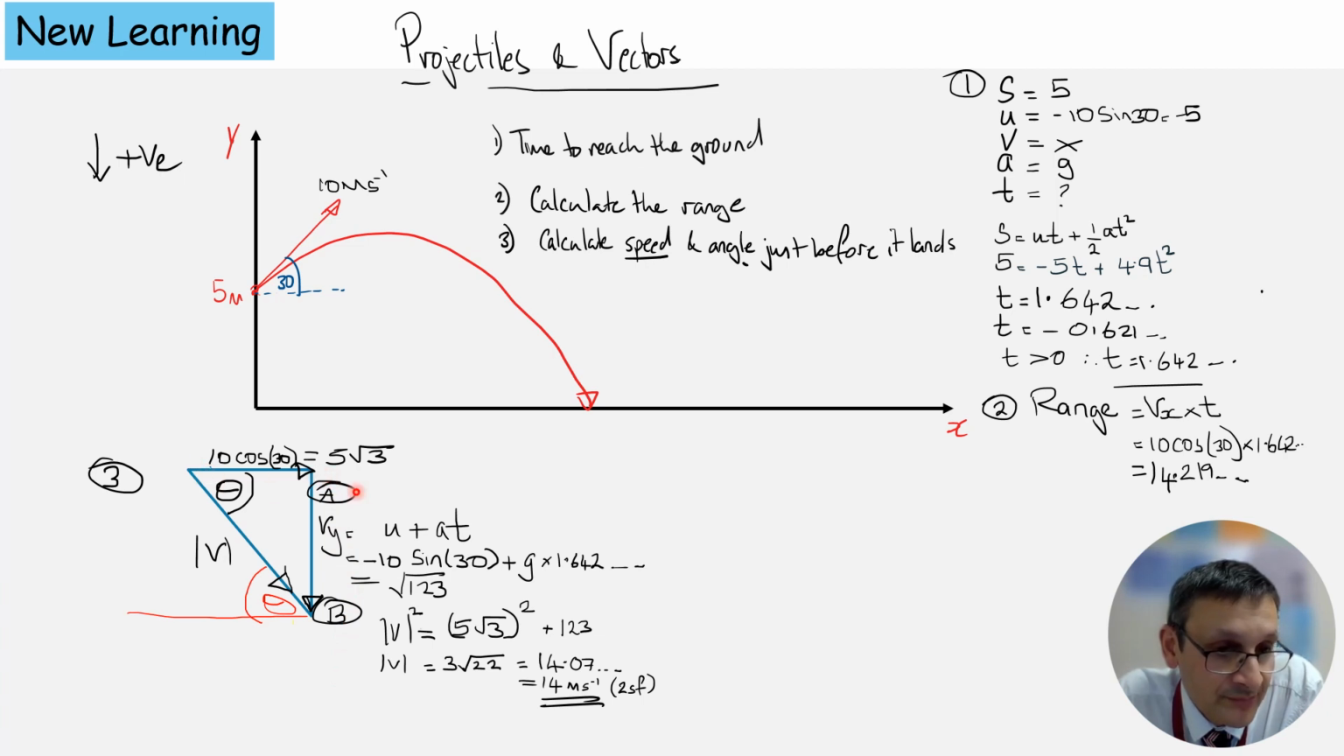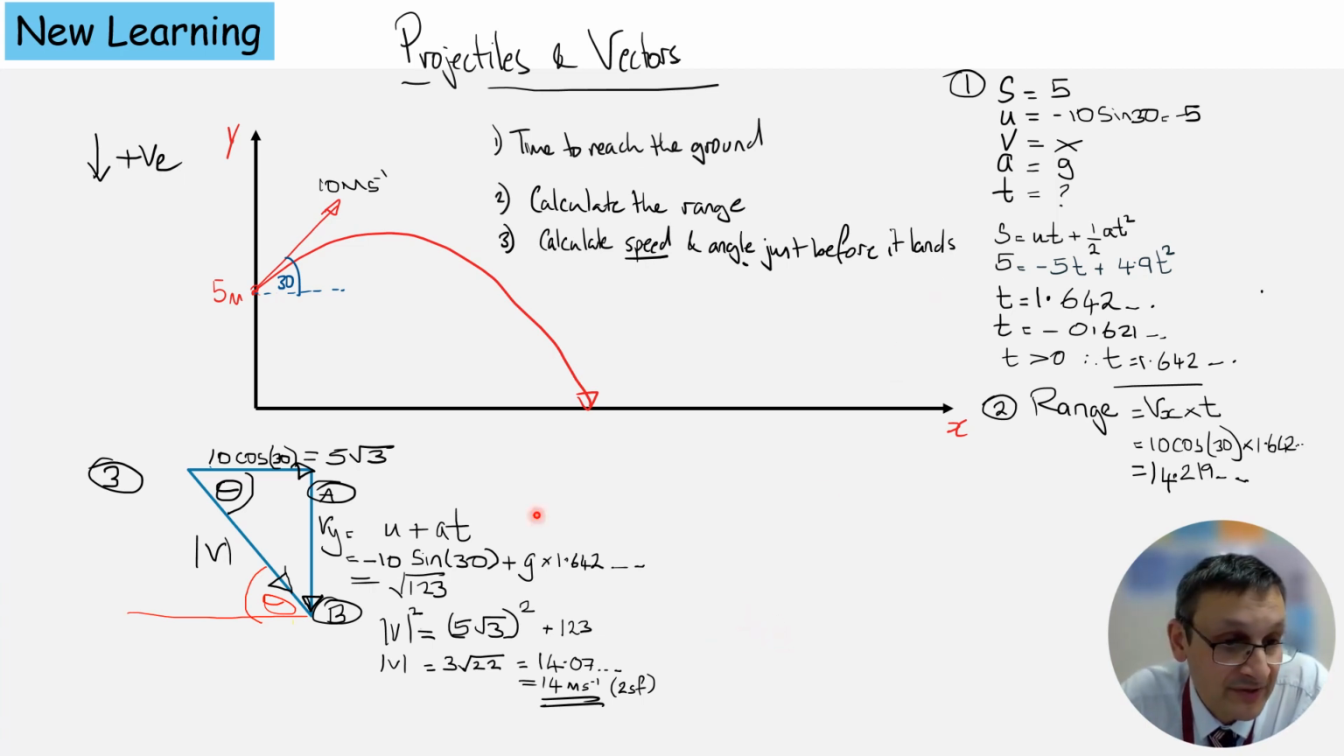Our horizontal speed was constant, so that just stays as is. Our vertical speed, we use v equals u plus at, and I've just substituted in the values for there. Again, notice that the u was the negative version, and I've got the g for its acceleration multiplied by the time, giving me the square root of 123. Bit of Pythagoras here, and then square rooting in order to work out my answer, and round it to two significant figures, as I'm working with gravity as two significant figures. Okay, and that's how that one's worked out.